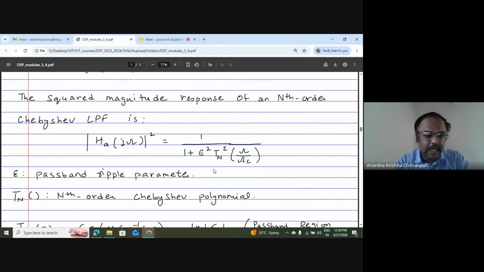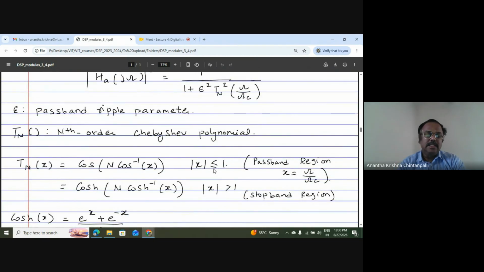And Tn within the bracket is a polynomial function, an nth order polynomial function. How is this nth order polynomial function defined? Tn of x takes the expression cos of n times inverse cosine of x, for mod of x less than or equal to 1. What is my x here? x is nothing but omega divided by omega c. That means mod of omega is less than or equal to mod of omega c, so that is going to be my passband region.